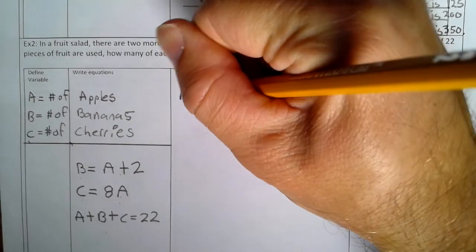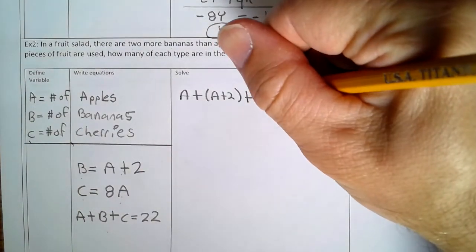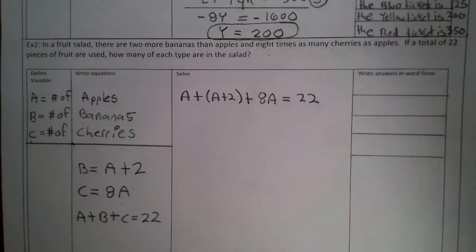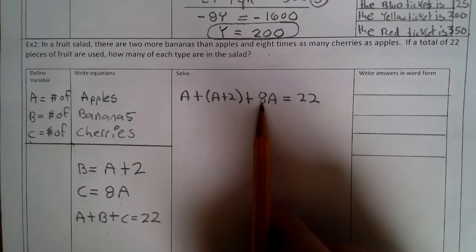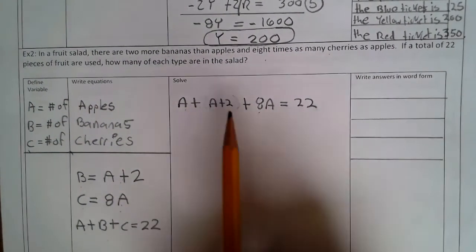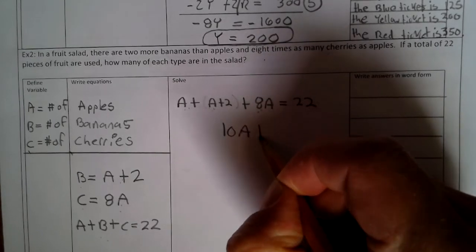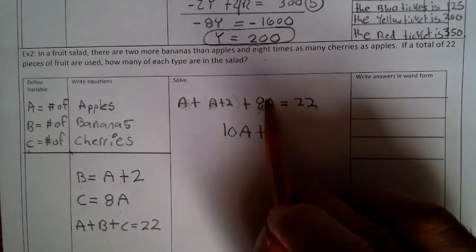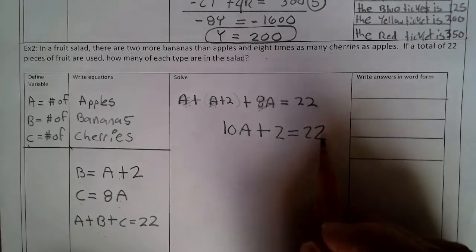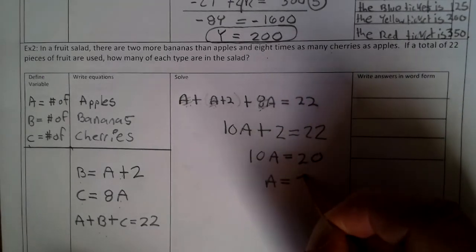So let's do that. So A plus B is A plus 2, plus C is 8A. So A plus (A plus 2) plus 8A equals 22. Now you'll notice that we only have A, so now let's combine terms. So we have 1A, and we really don't need the parentheses because there's nothing in front of it. So we have 1 plus 1 plus 8 is 10A, plus 2 equals 22. Okay, well, subtract 2 from both sides. 10A equals 20. Divide both sides by 10. A equals 2.